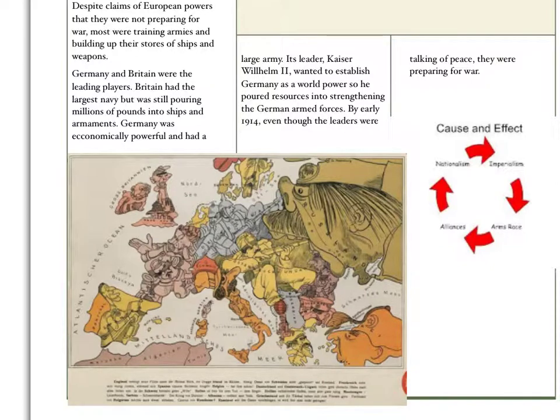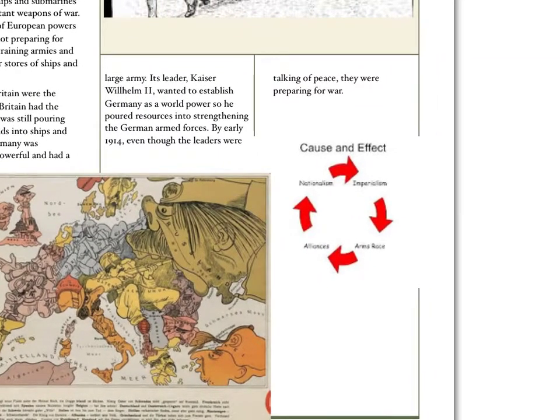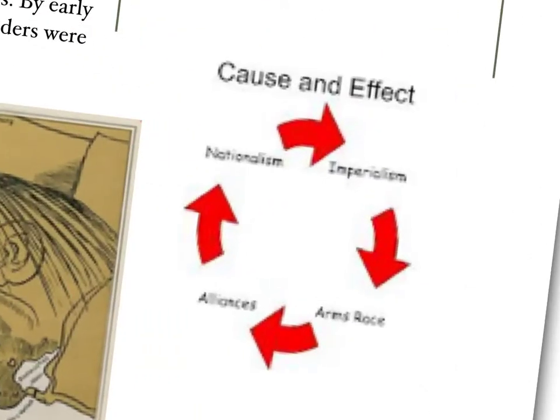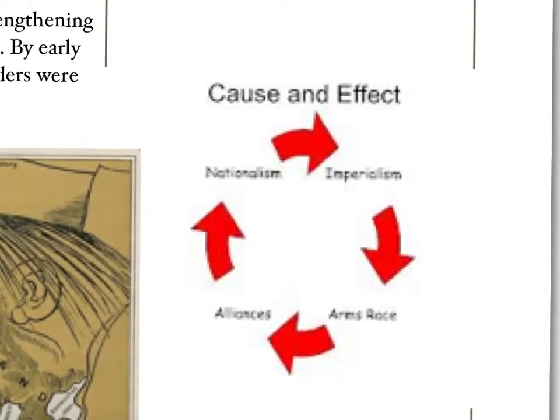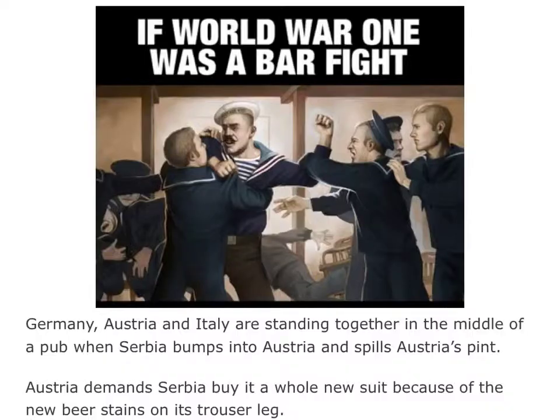Our next one over here is cause and effect, and this was what we talked about here with the circular motion. So we have some causes of World War I, and we can see how they play into each other. So we have nationalism and imperialism, how they can lead to each other. The arms race can come from that as well. Alliances, forming back in and again in that circular motion.